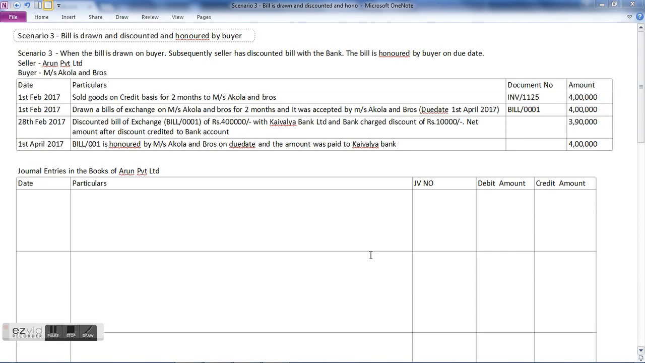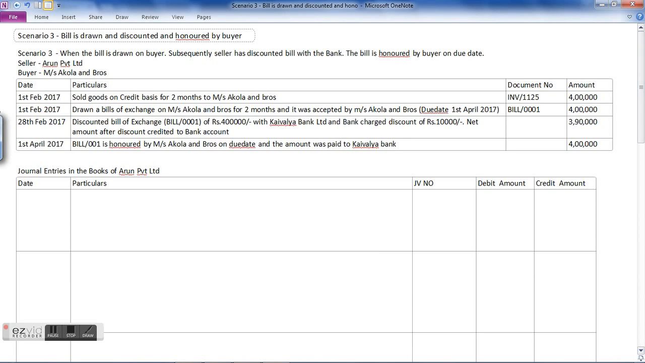Okay, so here the seller is Arun Private Limited and buyer is Messrs. Akola and Brothers. Okay, so let's see all the transactions one by one. Date 1st February 2017. Sold goods on credit basis for 2 months to Messrs. Akola and Brothers. So Arun Private Limited has sold the goods on credit basis to Messrs. Akola and Brothers. Okay, and invoice number is 1125, amount is rupees 4 lakh.